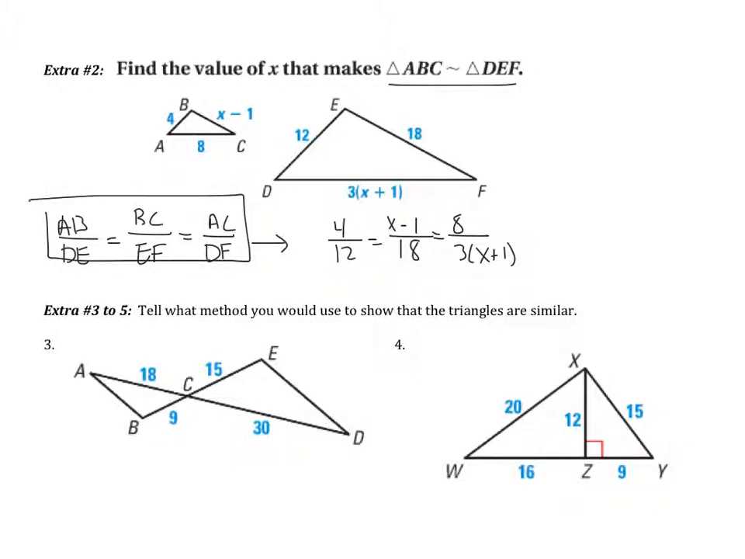So I want to make this statement true. So I'm going to start with these two ratios right here. Now I'm going to start with those because the ratio on the left, I have both of the numbers, and then the ratio on the right has an x. So up here, that gives me 4 over 12 equals x minus 1 over 18. And I'm going to do cross products.